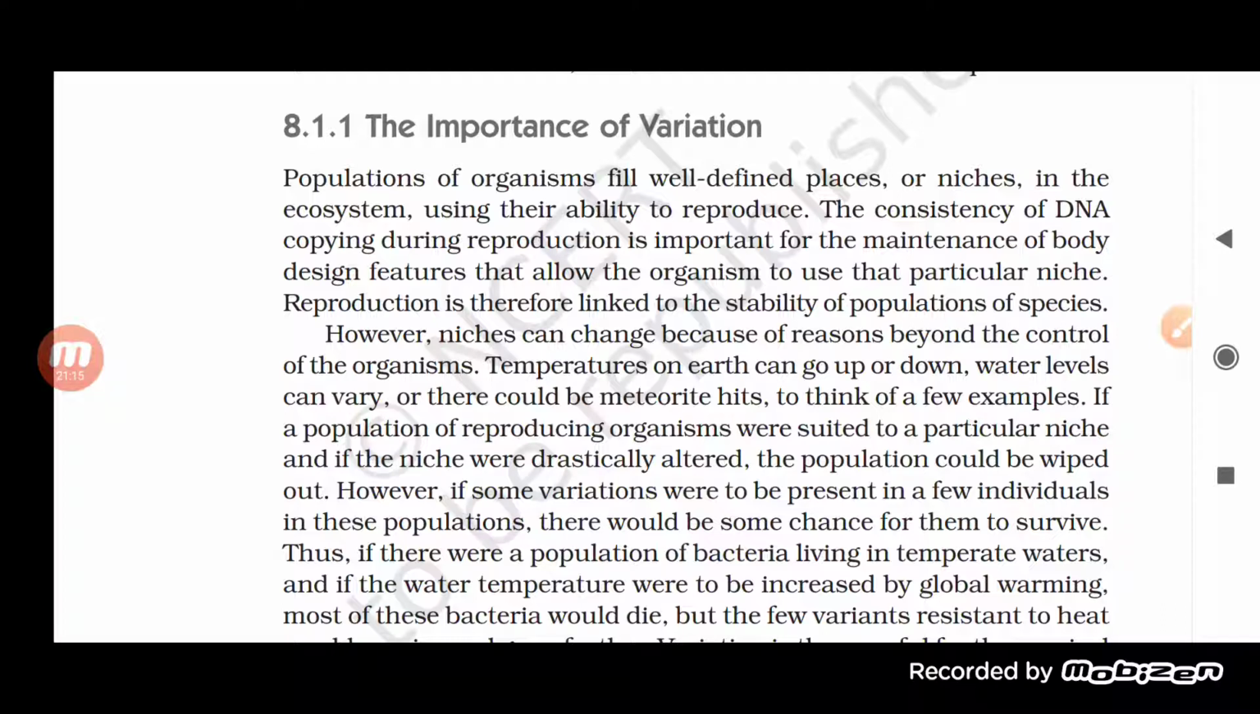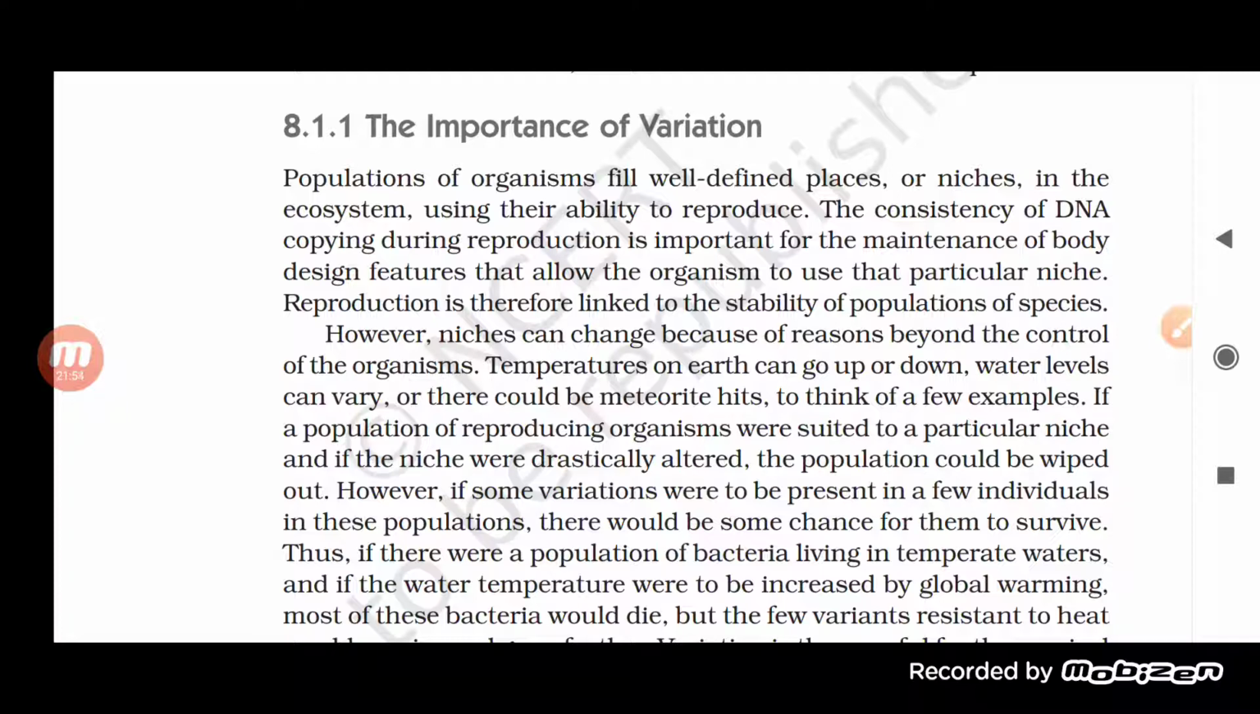Populations of organisms fill well-defined places or niches in the ecosystem, using their ability to reproduce. The consistency of DNA copying during reproduction is important for the maintenance of body design features that allow the organism to use a particular niche. Reproduction is therefore linked to the stability of the population of a species. However, niches can change because of reasons beyond the control of the organism.